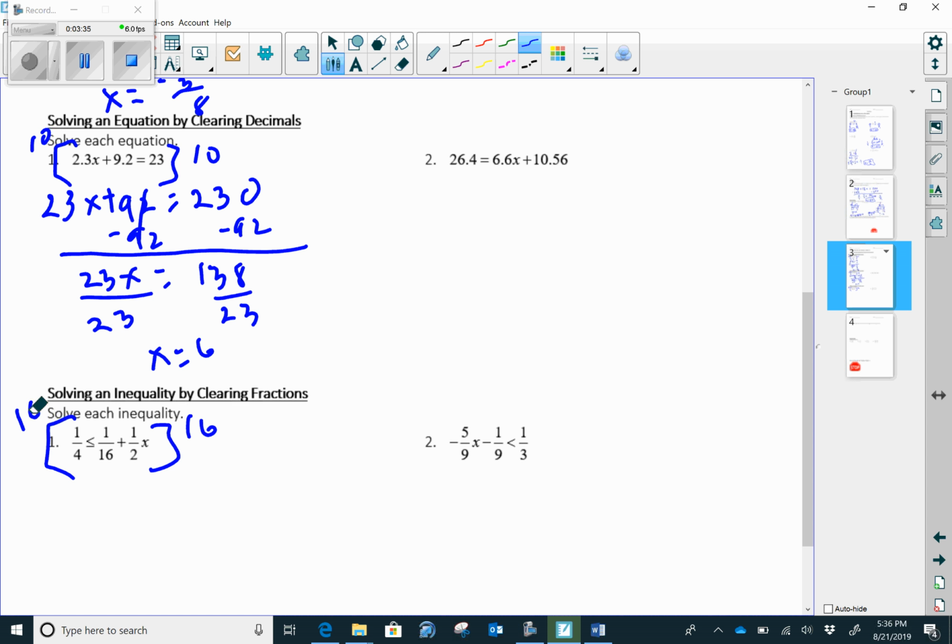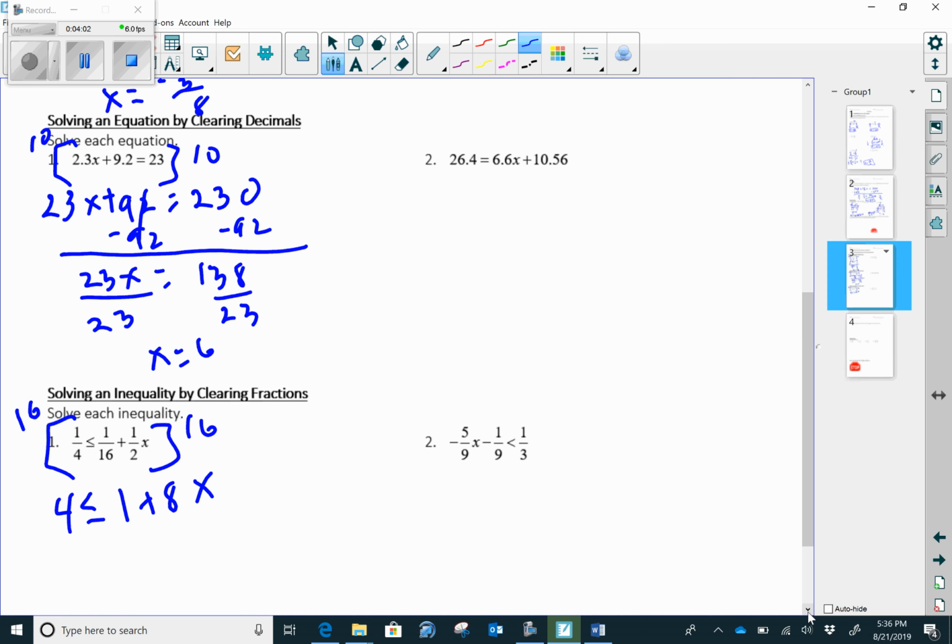Multiply the whole inequality by 16. So remember, whatever you do to one side of the inequality, you must do to the other side. So 1/4 of 16 would be 4, less than or equal to 1/16 of 16 is 1. Half of 16 is 8. So you get plus 8x.